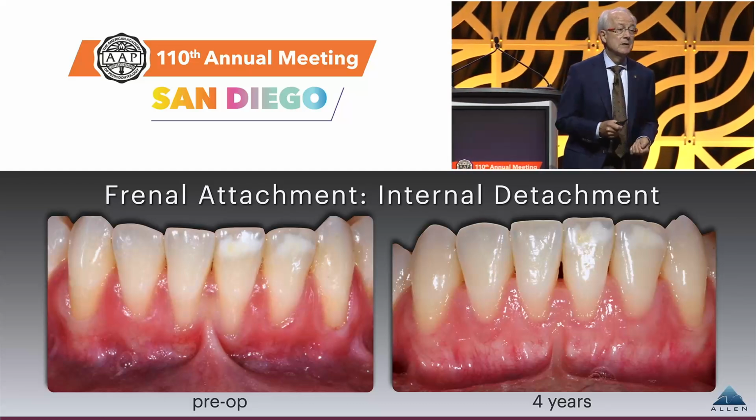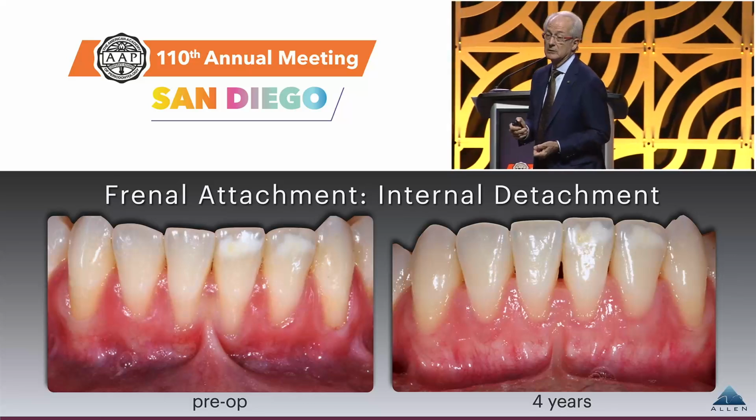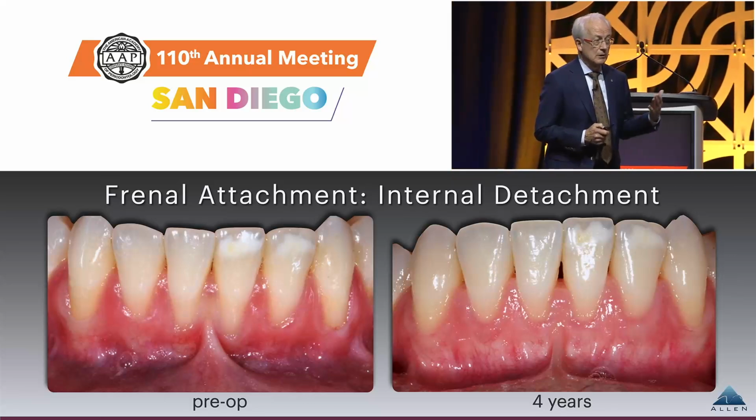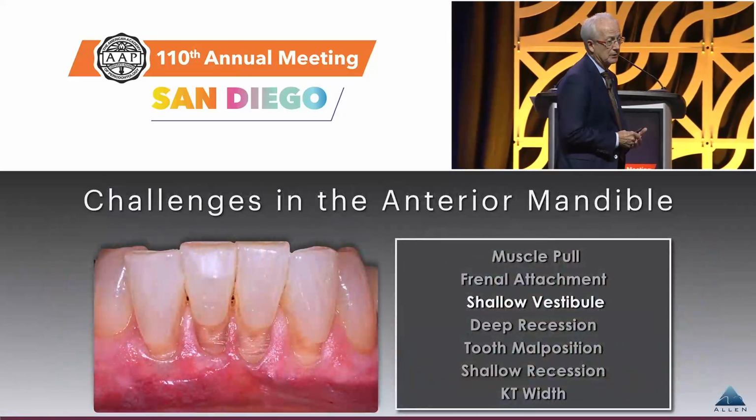Look at the frenum now. Doesn't pull on the margin. Look at the gain of thickened tissue, particularly the marginal tissue, and you see with this technique in the mandibular anterior region a good outcome.